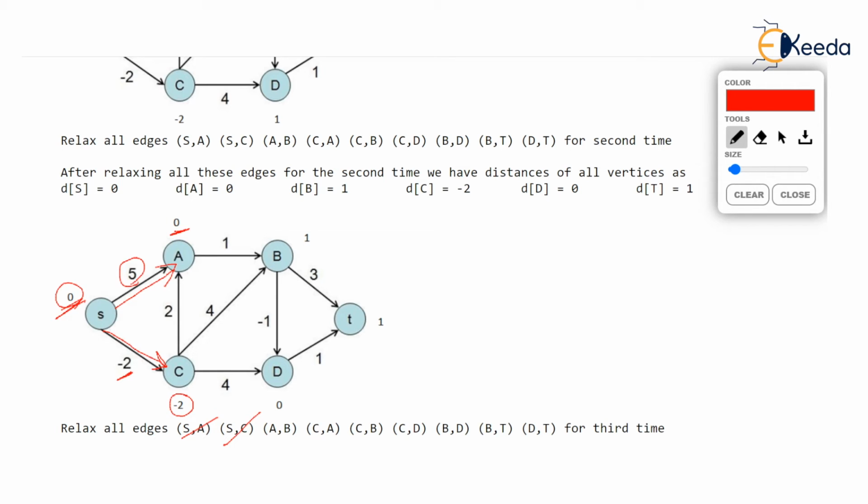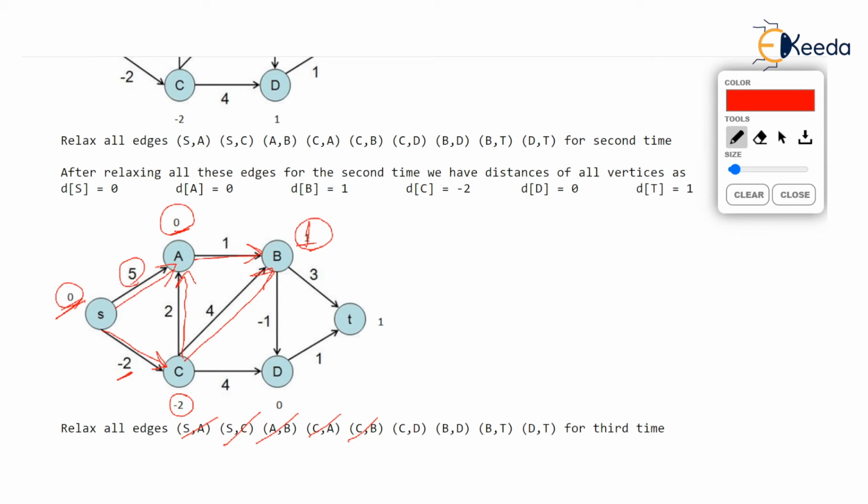A comma B: you observe A comma B is 0 plus 1, and B is already at 1. C comma A: observe this edge C comma A is minus 2 plus 2, which is 0, and A is already at 0. C comma B: observe C comma B is minus 2 plus 4, which is 2, but B is already at a lesser distance than 2, so we won't update it.